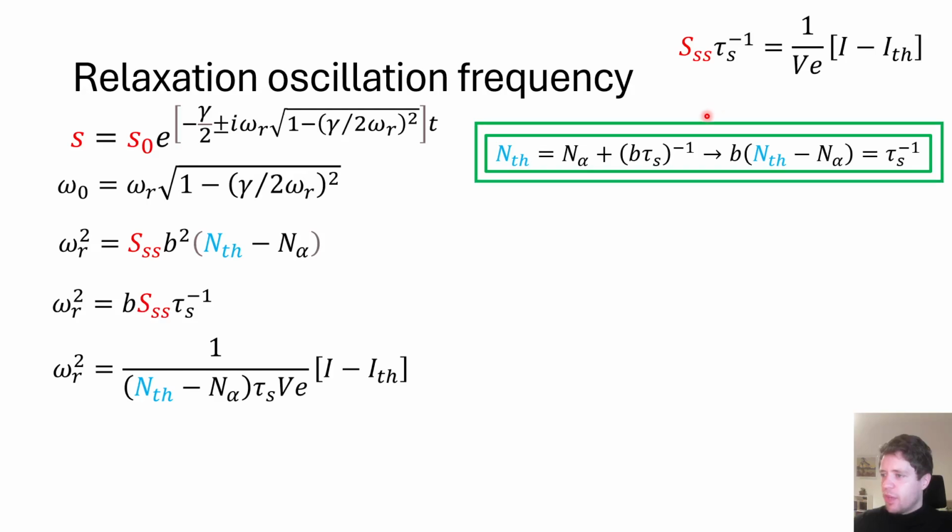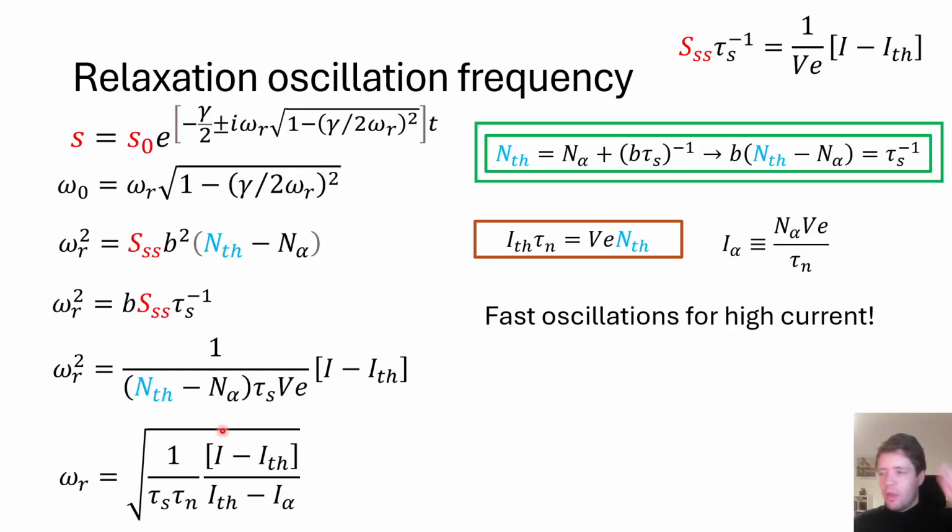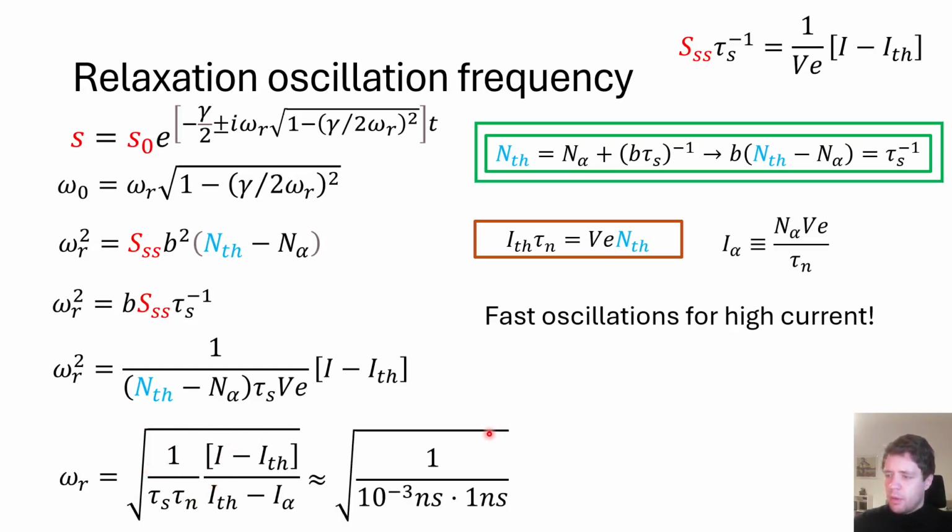So if we do that, we essentially find that omega r is given by this formula here, and we see that we get much faster oscillations in the photon number if we supply a higher current. Note also that since both tau s and tau n appear in this expression, we can plug in their typical values and find that this is on the scale of like 10 gigahertz or something like that.